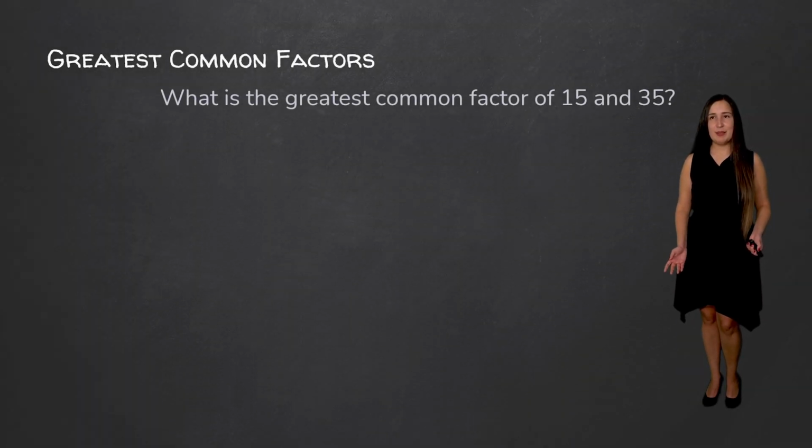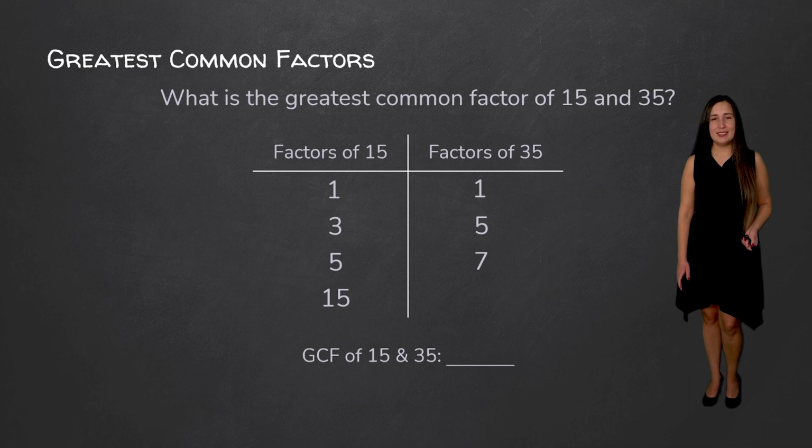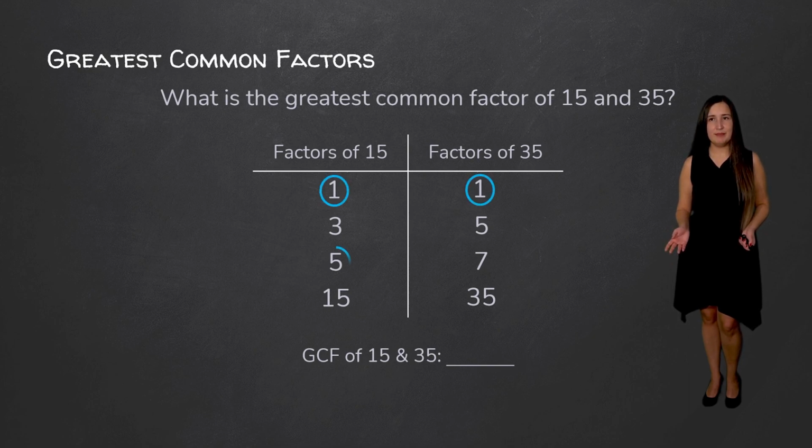So what is the greatest common factor of 15 and 35? And this time we're just going to make a table. So we're going to list out our factors of 15, which are 1, 3, 5, and 15, and our factors of 35, which are 1, 5, 7, and 35. All right, so you could just list out your factors and then circle the ones that they have in common. So they have a common factor of 1, and they have a common factor of 5. So the greatest common factor of 15 and 35 is 5. All right?